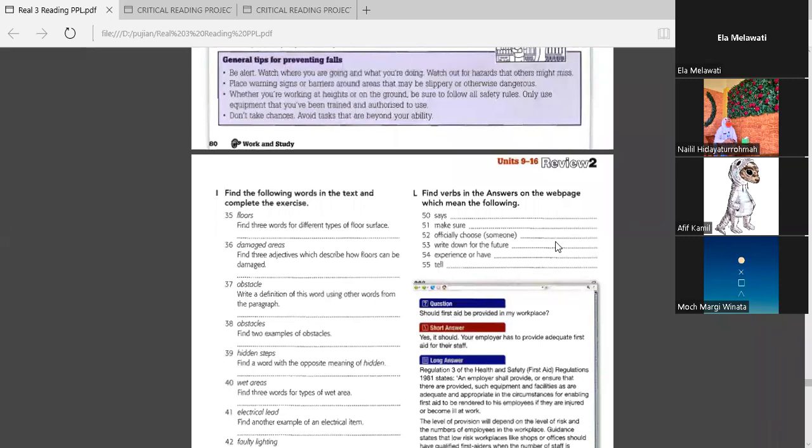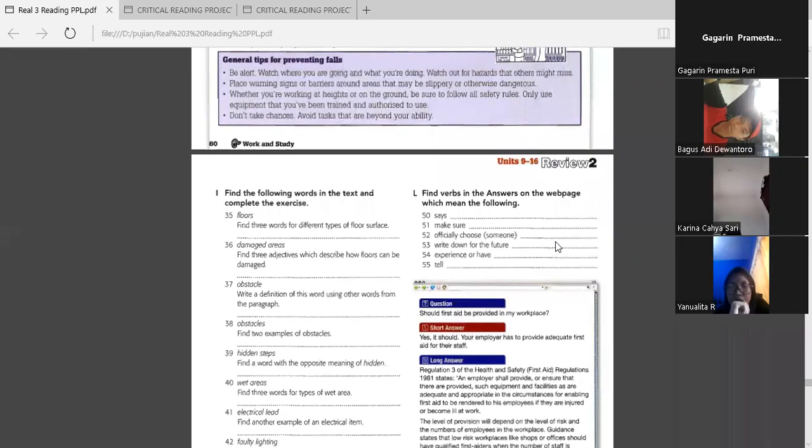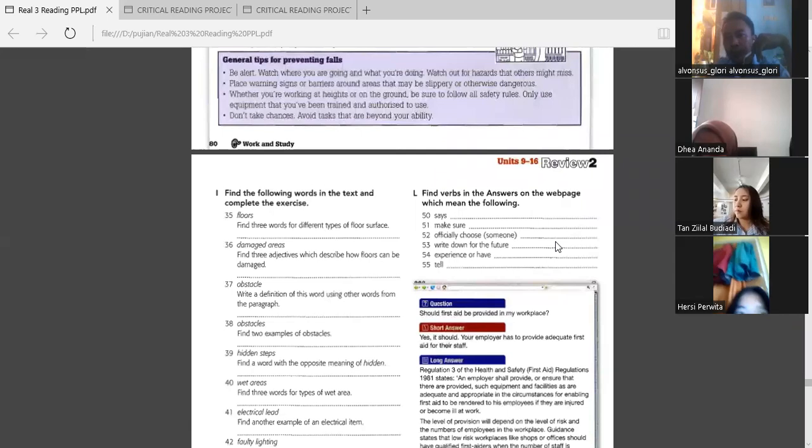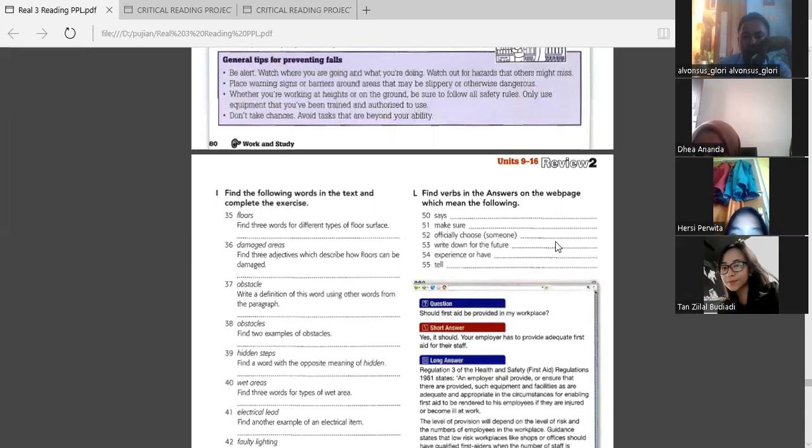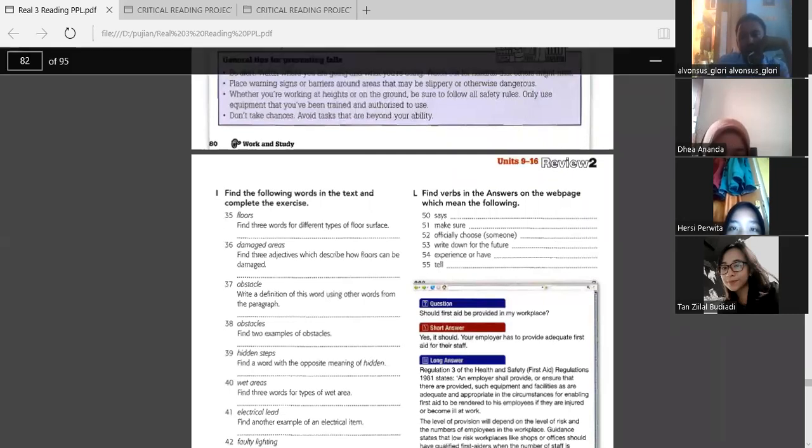In the answer on the webpage, which means the following. Says. Yeah, says, said. Make sure. Answer, says, or states. Choose, someone nominate. Write down for the future: record. Experience or have: encounter. And tell, inform: information. Okay.